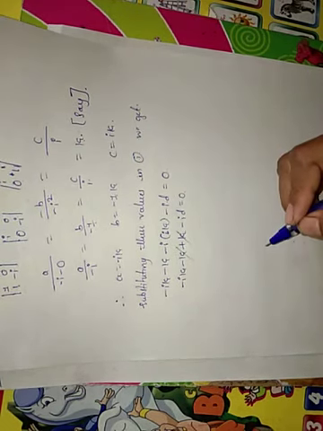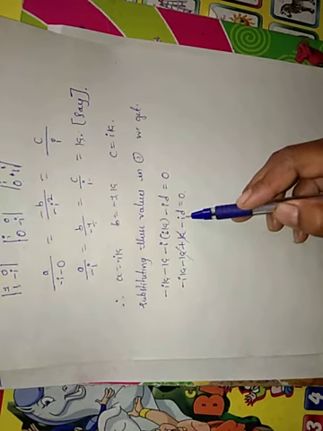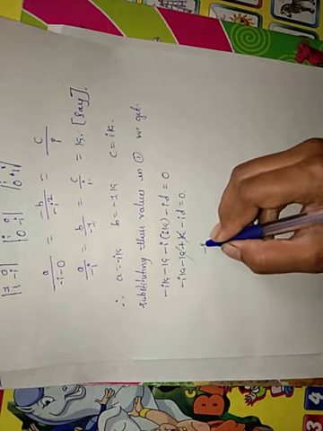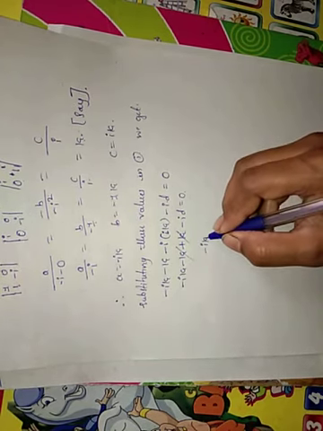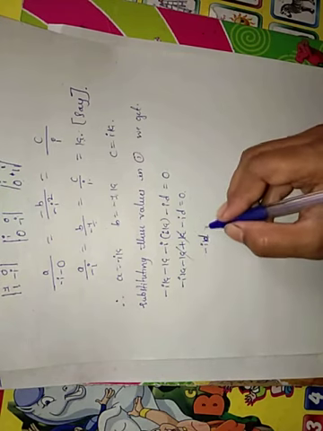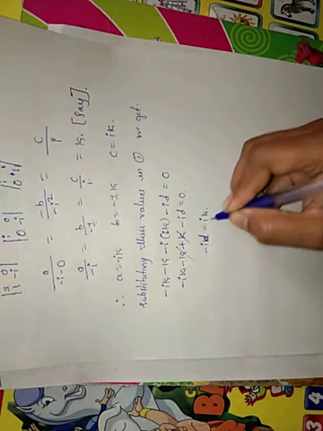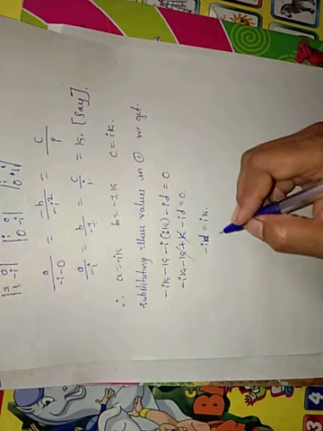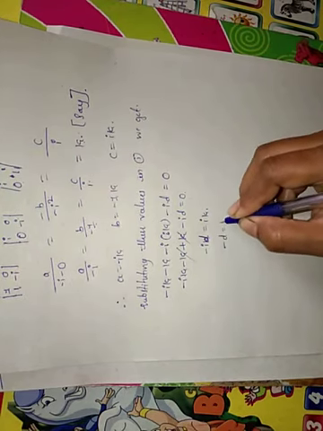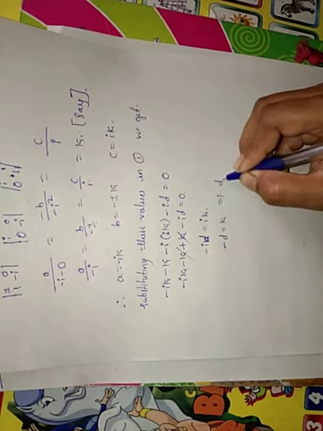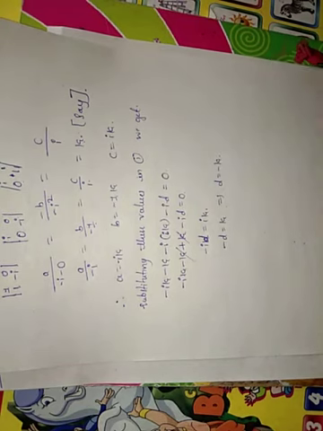K cancelled, minus IK minus ID. So minus IK is equal to minus ID, send the minus IK onto the RHS side. Minus becomes plus, IK gets cancelled. Minus D is equal to K. That implies D is equal to minus K. So we got all the A, B, C, D values here.